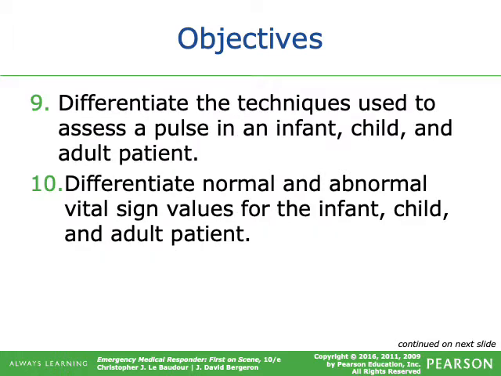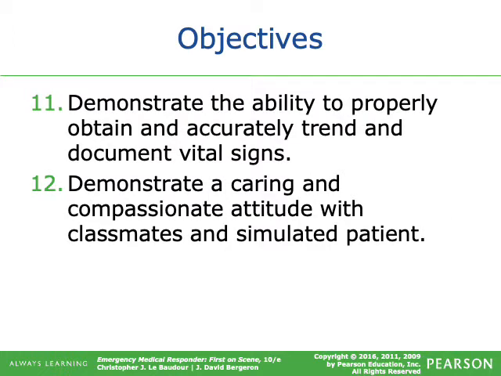Differentiate the techniques used to assess a pulse in an infant, a child, and an adult. Differentiate normal and abnormal vital sign values for infant, child, and adult patients. Demonstrate the ability to properly obtain and adequately trend and document vital signs. Demonstrate a caring and compassionate attitude with classmates and the simulated patient.